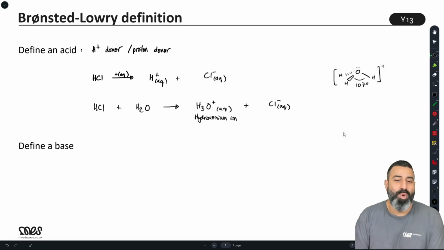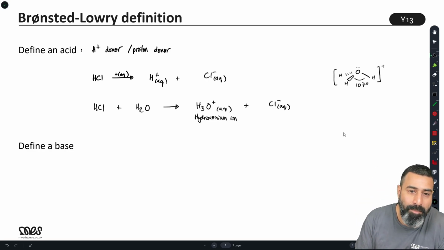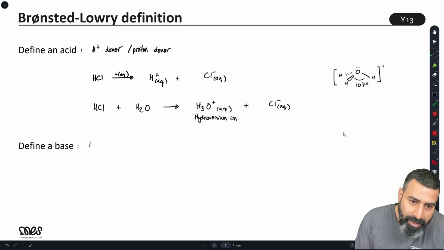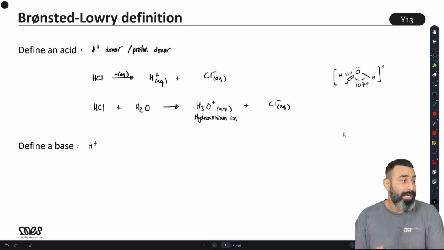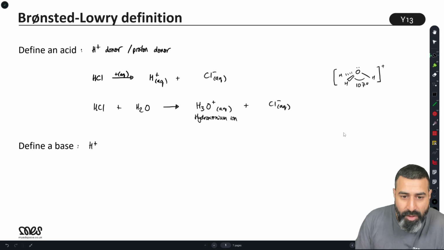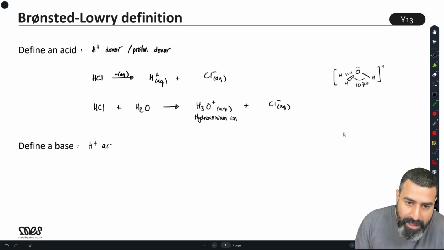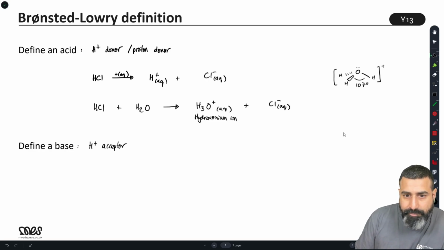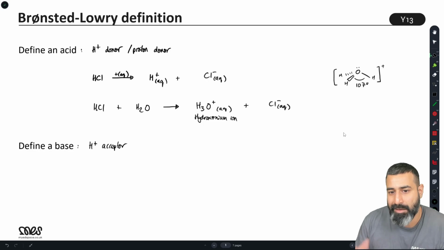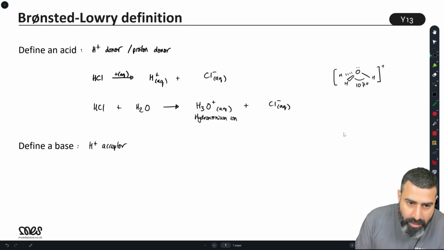Okay, so what is the definition of a base? Well, a base is defined as an H+ acceptor. Think about it. If an acid is defined as an H+ donor, then the definition of the base must be the opposite. Rather than donating something, the opposite of donating something is accepting something. So a base is defined as an H+ acceptor.